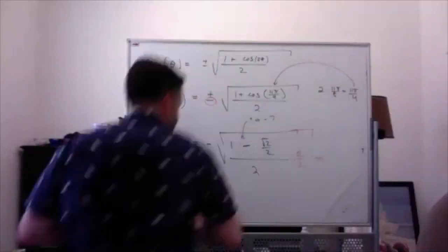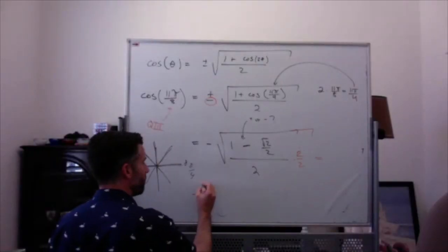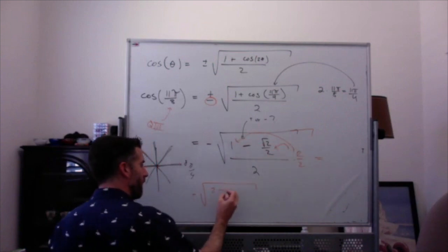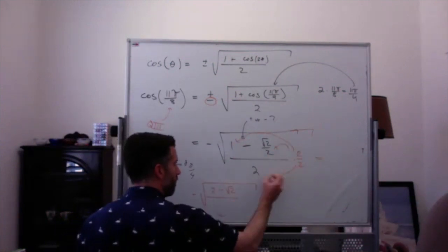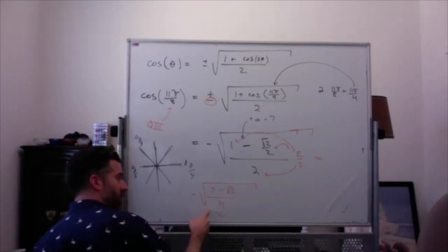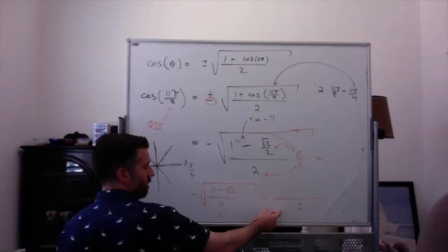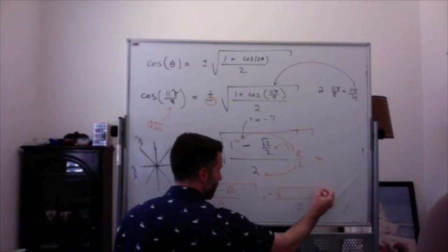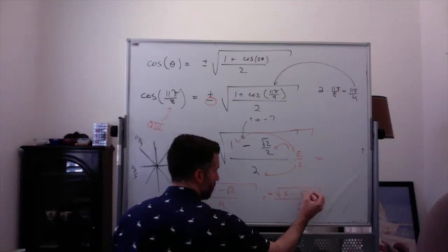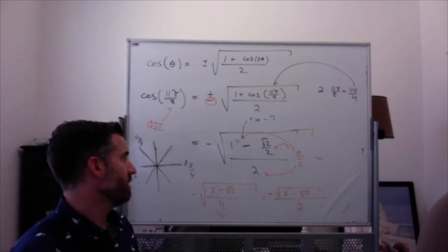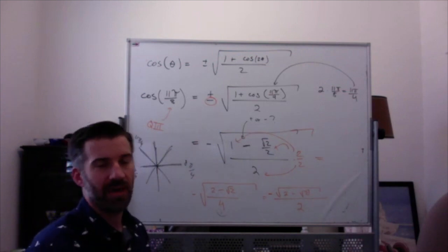Sorry. We get negative square root of, distribute the 2, 2 minus root 2 all over 4, and then the square root of 4 is just 2, so it's 2 not in the radical on the bottom, and negative root of 2 minus root 2, all on top. All right, that is some examples of the half angle formula.